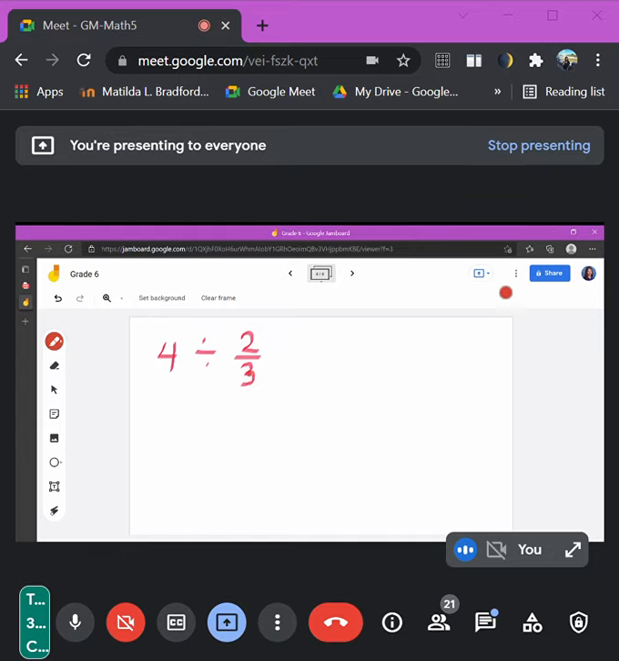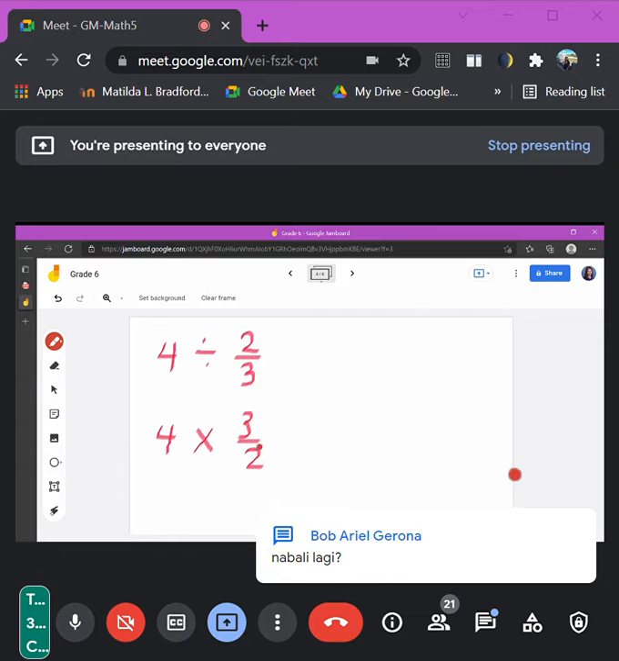So what will happen to your 2/3 will be 3/2. 3 over 2 or 3 halves. Yes. And then what will happen to your division symbol will become multiplication. Times. We're going to get the reciprocal of the second given, which is 2/3 into 3 halves. And then the division symbol will become multiplication. And then you can already apply your multiplication.